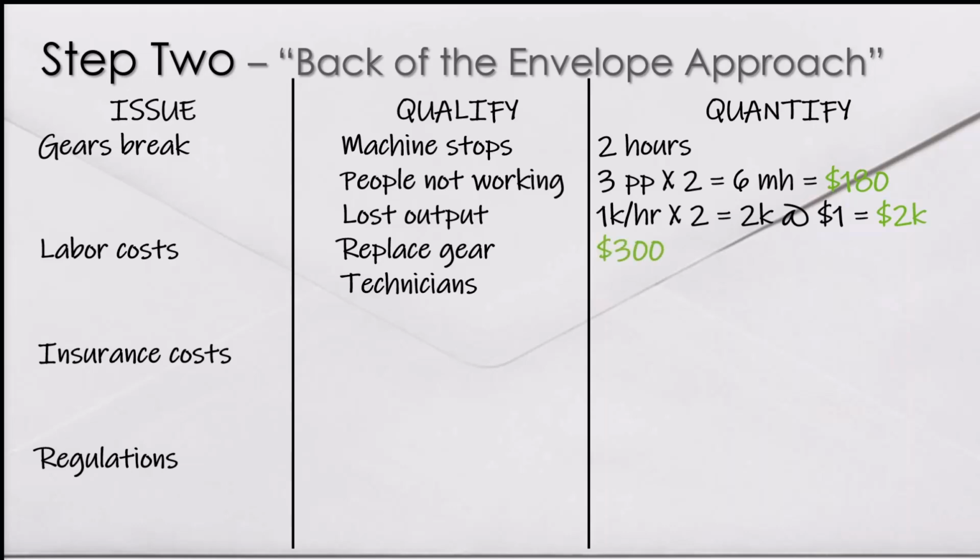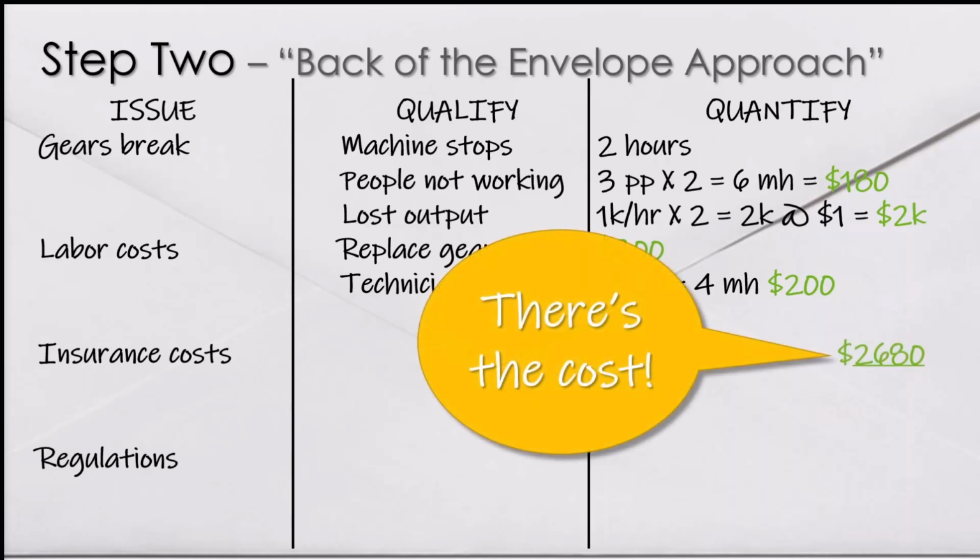And then we have to replace the gear. They're paying $300 for their gear. And then we have to have 2 technicians to replace the gear. The weighted cost per hour for a tech is $50. So 2 techs times 2 hours, 4 man-hours, $200. We add all of this up. The cost of replacing a gear is $2,680. The customer gave us the numbers, but do they realize the total cost of the problem?